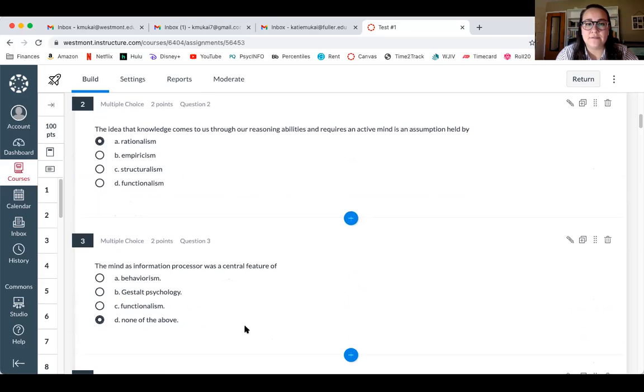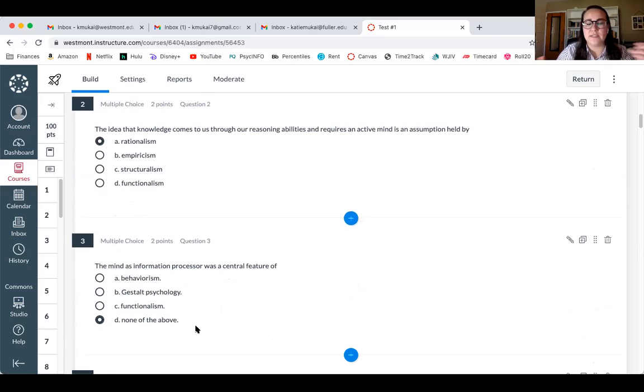Number three, the mind as information processor was a central feature of actually none of the above. So remember, in behaviorism, there's the idea of, well, there isn't a mind. It's sort of this inaccessible little black box. We can't study mind. All we can study is behavior.